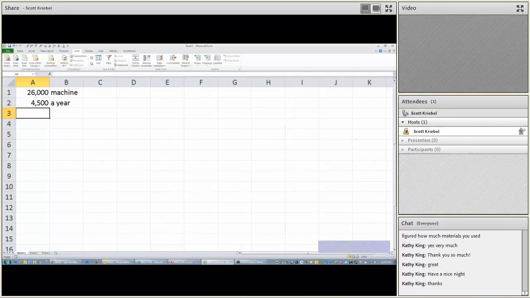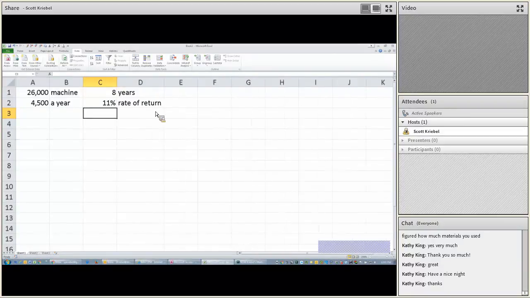And at the end of the machine's 8-year useful life, so the machine's going to be good for 8 years, the company has no scrap value, and the required rate of return is 11%. So here's some important information that we've got. And the question is: determine the net present value of the investment in the machine.